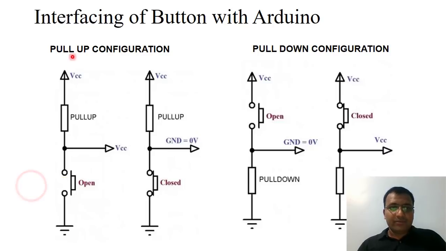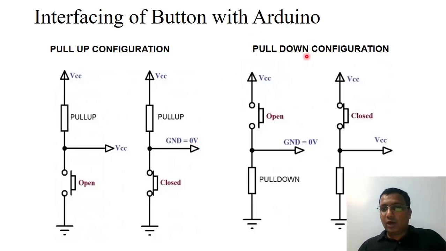We have VCC, then there is a pull-up resistor. You can use a 10K pull-up resistor. Then the output is taken from the center, and the button is there. When the user presses the button, it provides a 0 output. Whenever the button is released, it provides a high output. So under a pull-up configuration, when the button is not pressed, it provides high output, and when the button is pressed, it provides low output. This is about the pull-up configuration.